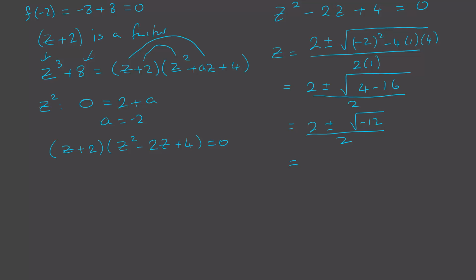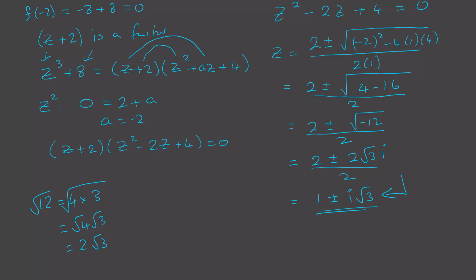Now if we think about 12, 12 is 4 times 3, so root 12 is root 4 times root 3, which is 2 root 3. So that's 2 plus or minus 2 root 3i divided by 2, giving us 1 plus or minus i root 3. Note, once again, we started with an equation with real coefficients, and the complex roots are a conjugate pair.